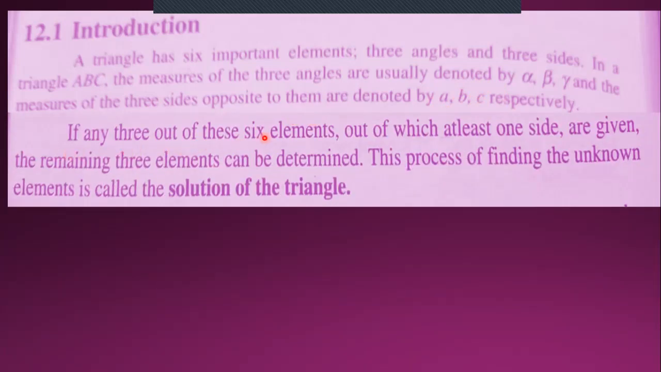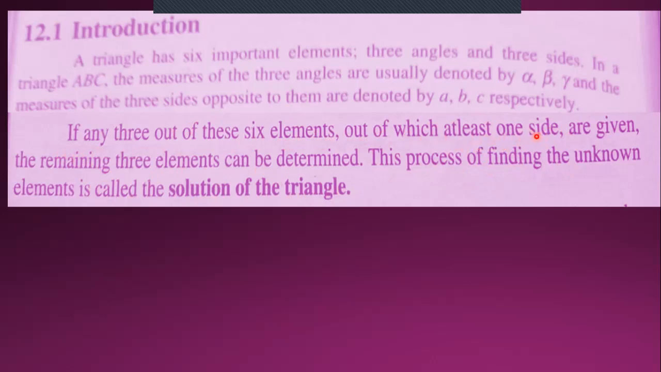If any three of these six elements, out of which at least one side, are given, then the remaining three elements can be determined. This process of finding the unknown elements is called solution of triangle. Here, a question arises in our minds: why at least one side?